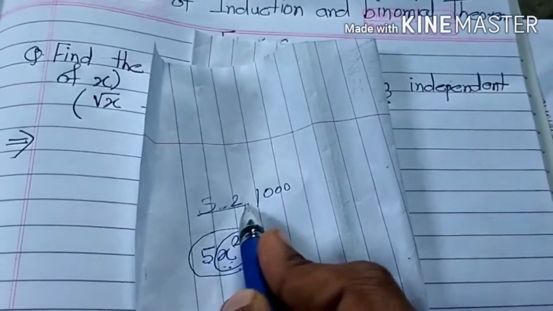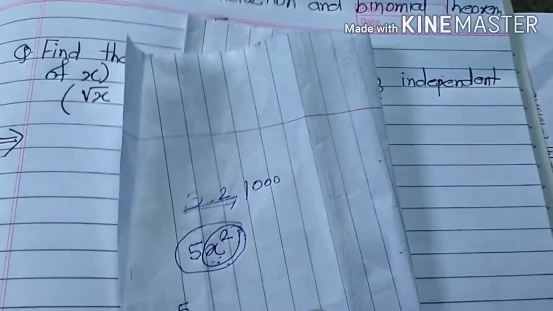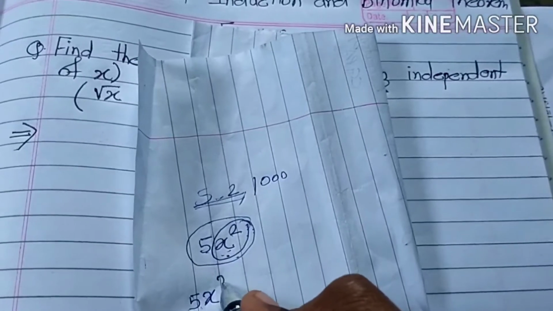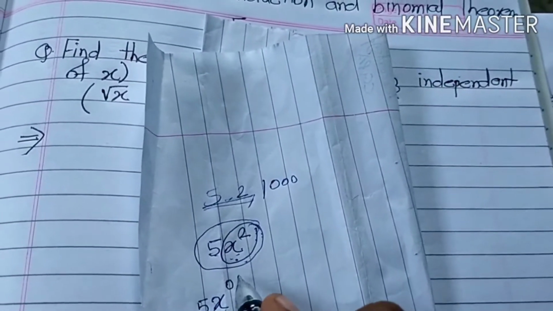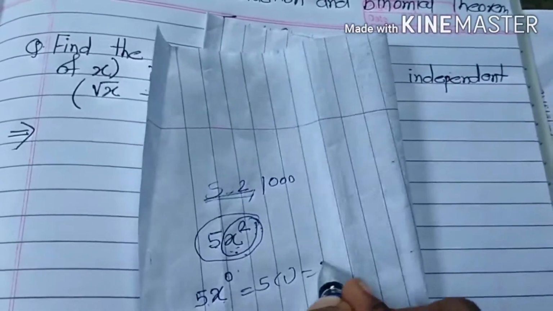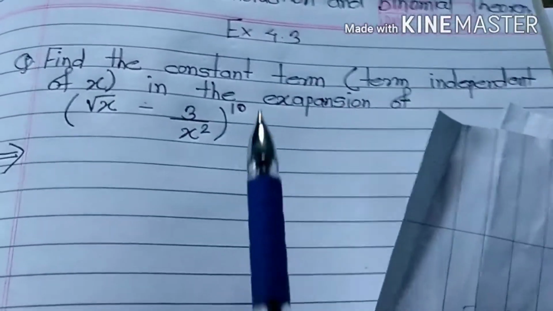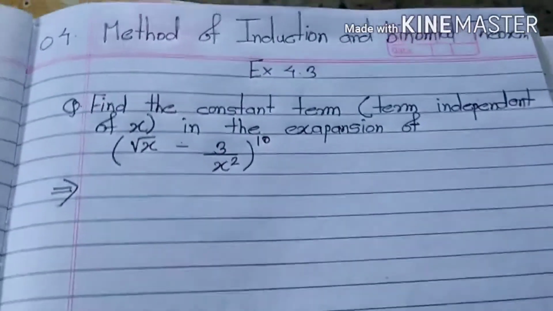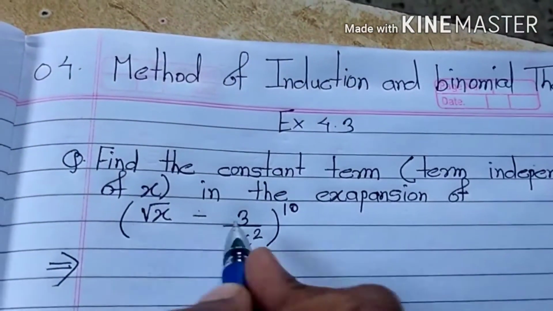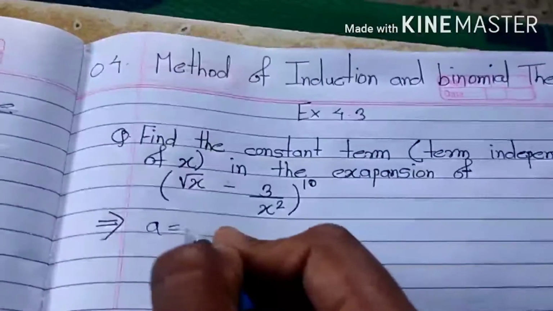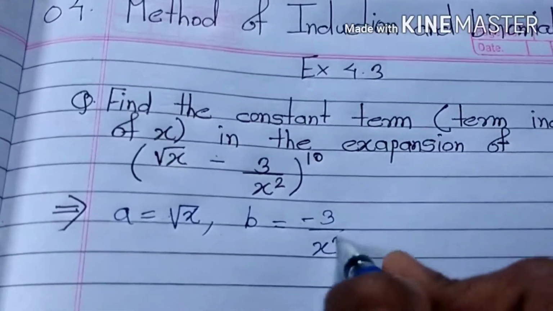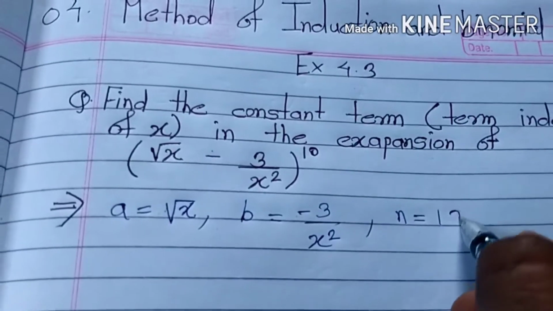So this term can be expressed like that. Suppose 5, we have to express it as a constant term, then you can take it like 5 into x raised to 0, because x raised to 0 is 1, so 5 into 1 is 5. Here we have to find the constant term, so we use the power of x raised to 0. So let us start to solve it. First write what is given: a is equal to root x, b is equal to minus 3 upon x square, n is equal to 10.